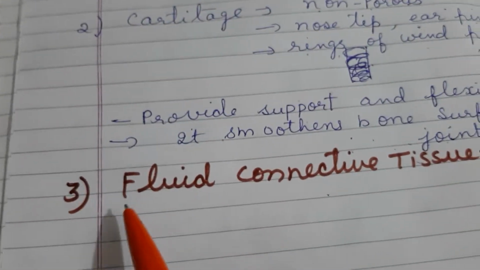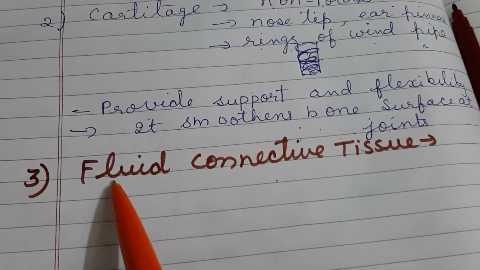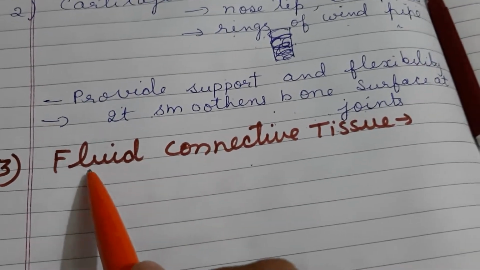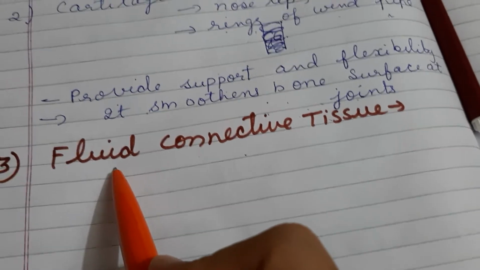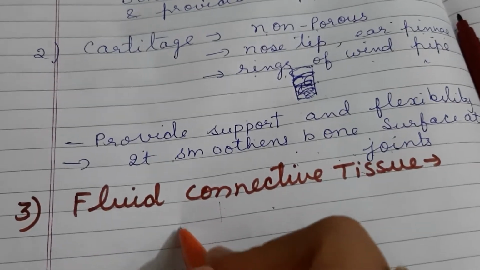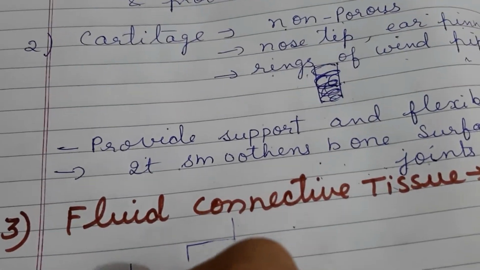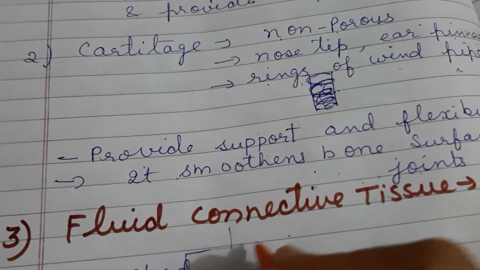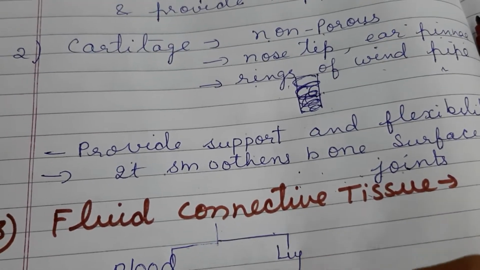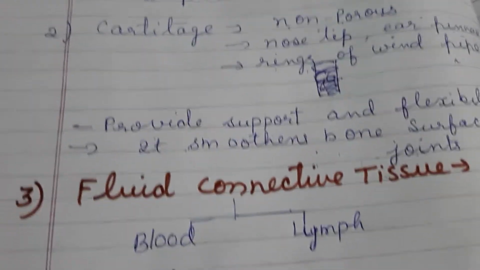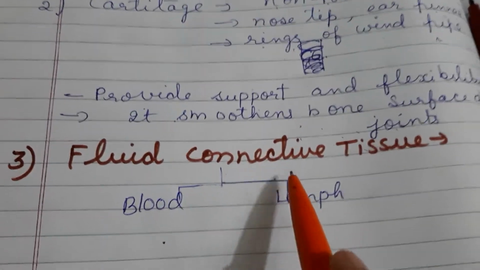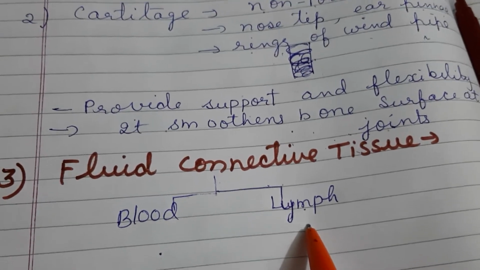The next type, that is the last type of the connective tissue, is the fluid connective tissue. As the name says, in this the matrix is present in the form of fluid. Now blood and lymph, they form the fluid connective tissue.